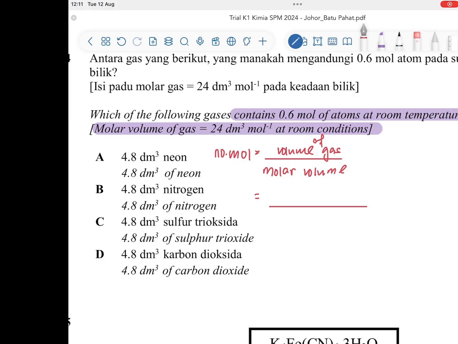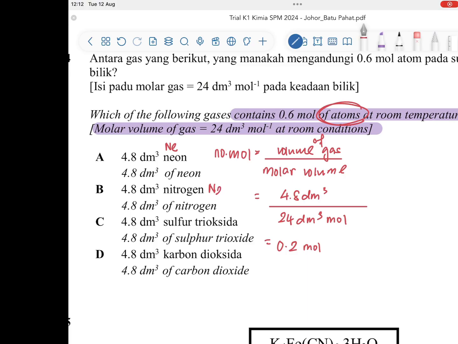So since the volume of gas is 4.8 dm cube, divided by 24 dm cube, that is equal to 0.2 mole. But we need to identify the 0.6 mole of atoms. So we need to calculate how many atoms there are in A, B, C, and D. For neon, it consists of only one type of atom, which is the neon atom.